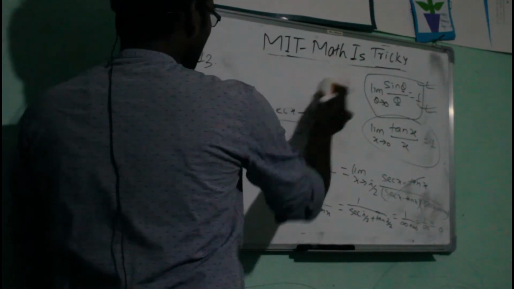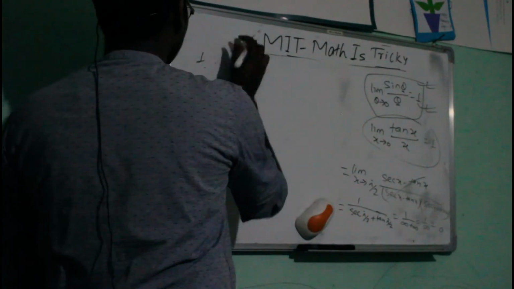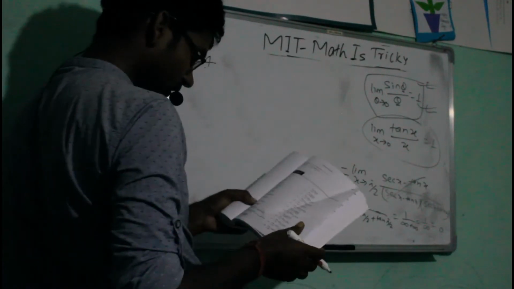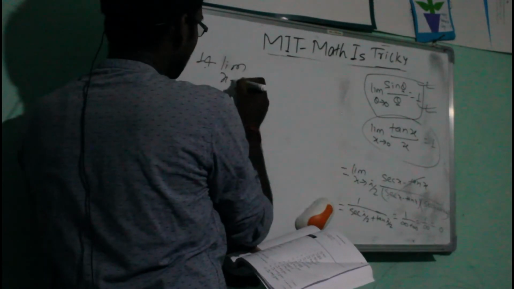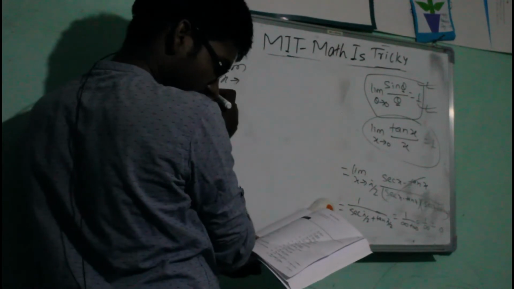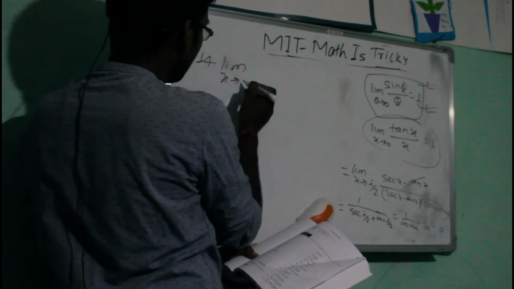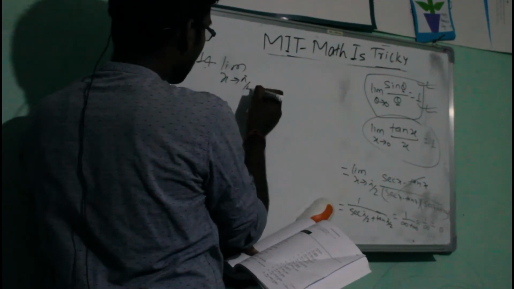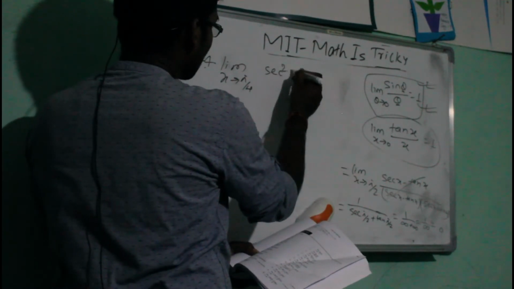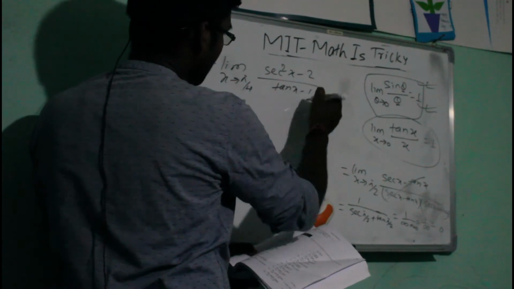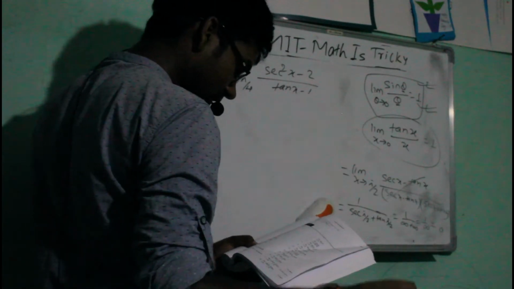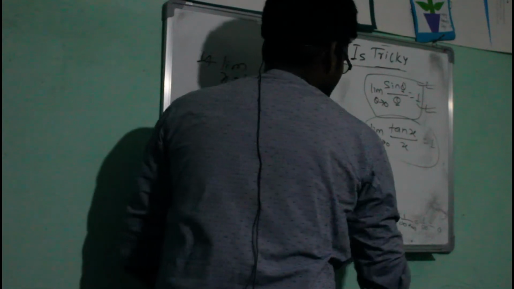Let's take another problem, that is question number 14 for you. Limit x tends to pi by 4 of (sec square x minus 2) by (tan x minus 1). Let's see this problem and then try to solve it.